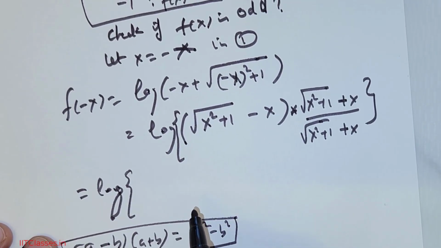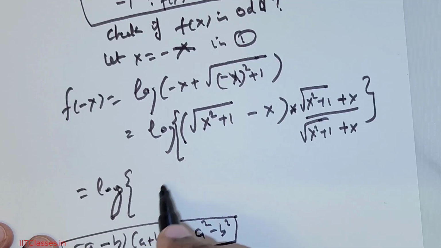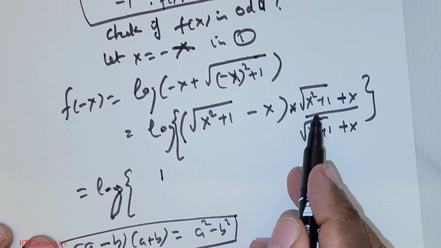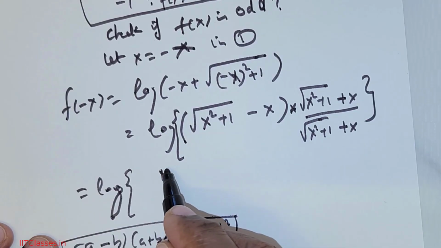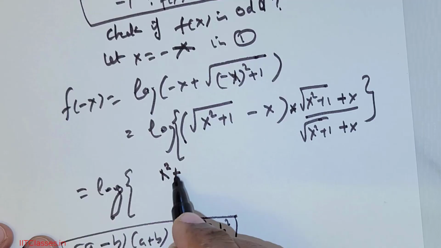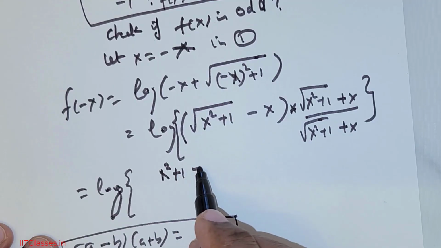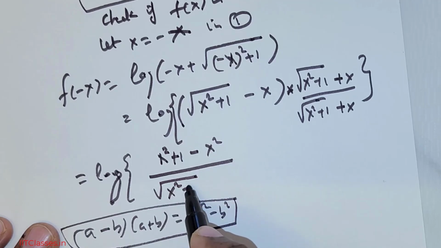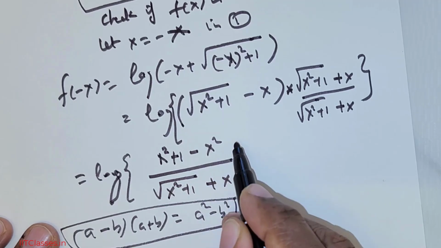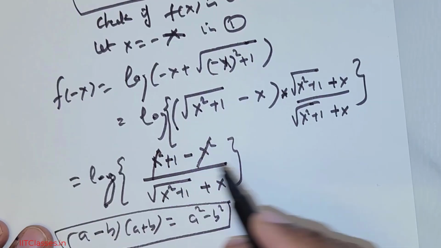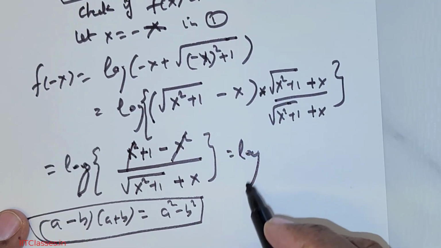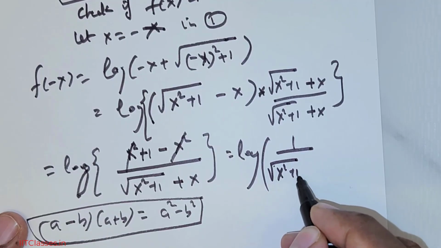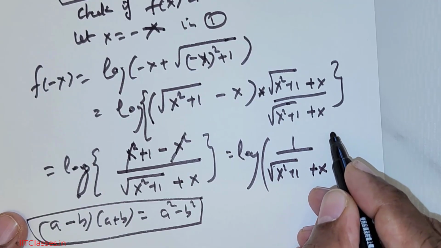So that in turn is going to give me root of x squared + 1 multiplied with itself, which gives x squared + 1, and negative x squared, divided by root of x squared + 1 + x. So this is what I got. So negative x squared plus x squared cancels, giving me log of 1 over (root of x squared + 1 + x). So this is what I got.